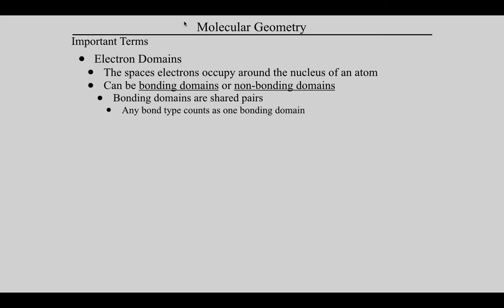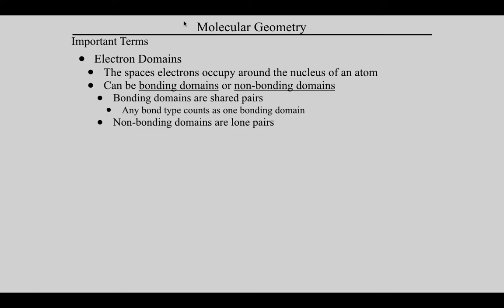But now, guys, I've really screwed you up, because non-bonding domains are the lone pairs, but you can actually write that down where the tick mark is because there's nothing else to write down. So, guys, this is it. Electron domains are the places that electrons seem to occupy. Those can be bonding domains or non-bonding domains. The bonding domains are the shared pairs and the non-bonding domains are the lone pairs.